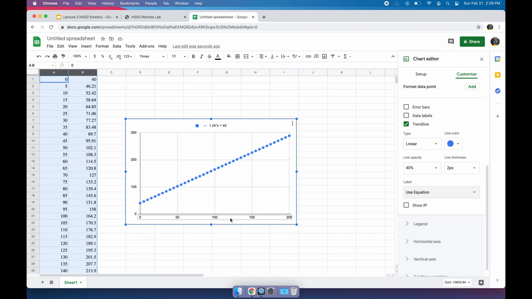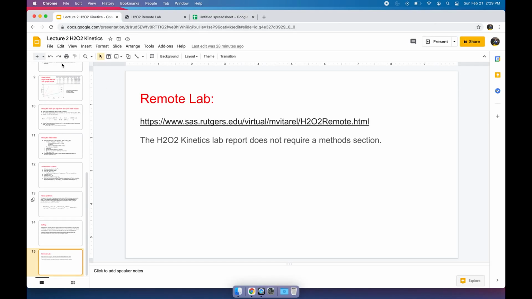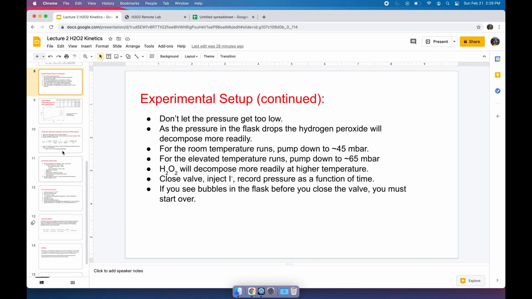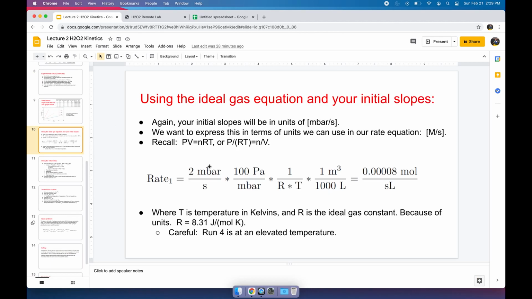So remember what I said, I would go back to the lecture slides and tell you again what to do with that 1.24. So let's go back to the lecture slides. Right here. Our first one, we have 1.24 millibar per second. We multiply by 100 to convert millibar to Pascal. We divide by RT. R is 8.31. T, again, is dependent on your run.